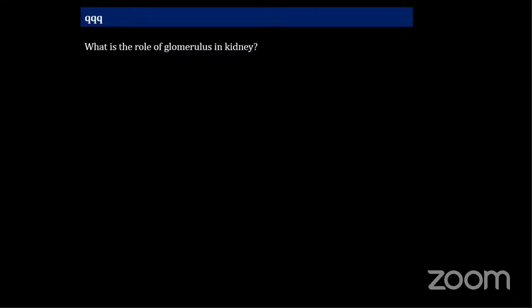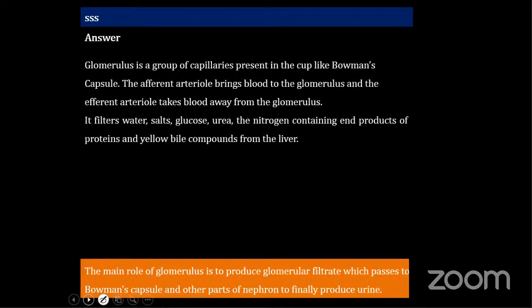Yes, Sanskriti, it is important to mention the exception in both. In case of arteries, you're going to mention that pulmonary artery is an exception. It carries deoxygenated blood. And in case of veins, you're going to mention that pulmonary vein is an exception and it carries oxygenated blood. Okay, so that is very important.